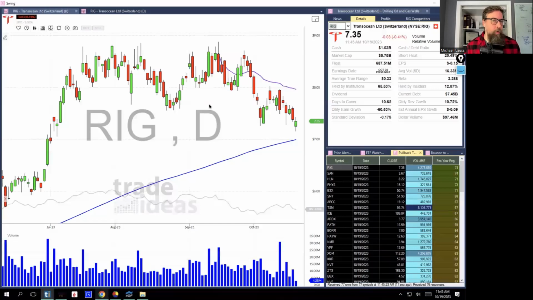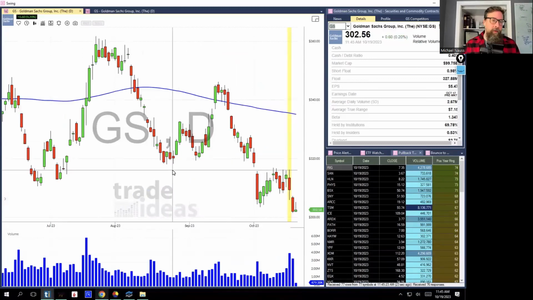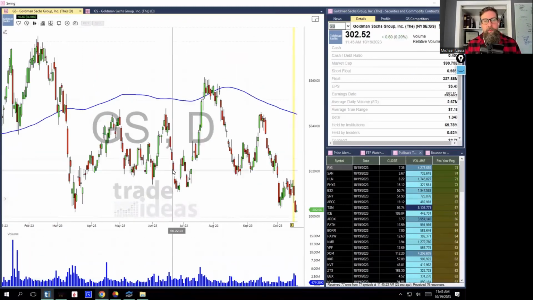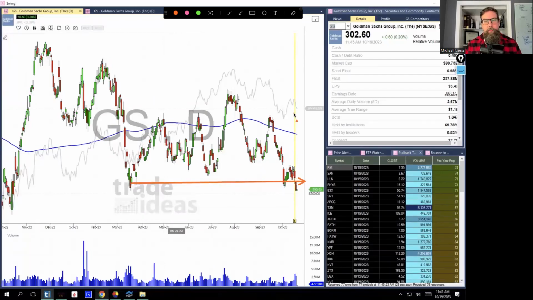Okay, so Goldman Sachs. Goldman Sachs is probably going to look like some of the banks, but this is a best in breed. So if you're going to buy a bank, you're probably good to buy Goldman Sachs here. But yeah, these things are just getting beat, below a declining 200-day moving average, right at lows here. Maybe some support coming in from this zone, but not looking good there.